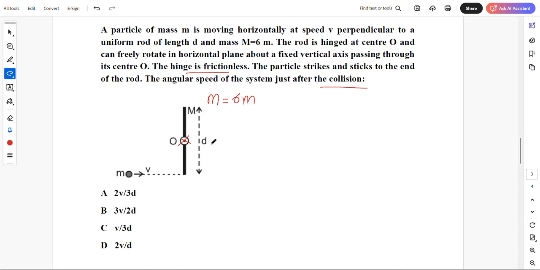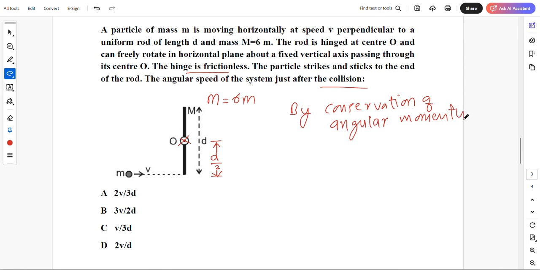If this is d, this will be d by 2. Right. Now, here what is happening? By conservation of angular momentum about the hinge. Where is the hinge? Hinge is here, point O.